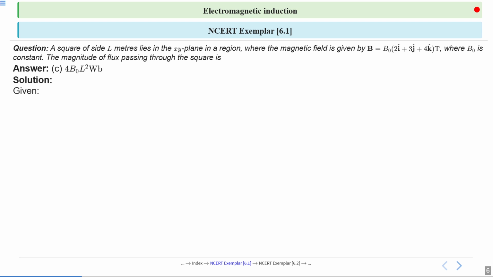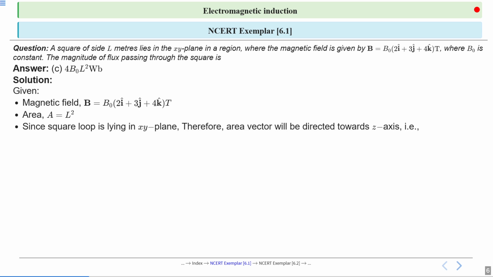So correct option is C, 4B naught L square Weber. So what are given things? Magnetic field is given, B equal to B naught (2i cap plus 3j cap plus 4k cap) Tesla. Square of side L is given. We know that area of the square is A equal to L square, side square. So side of square is given L meters, so area will be L square.